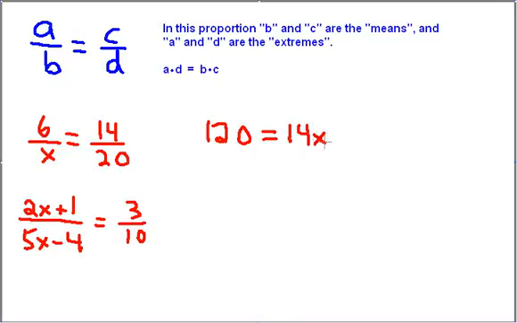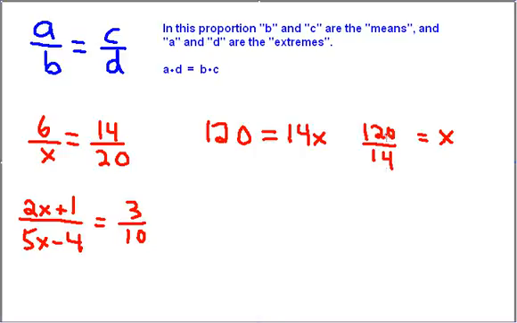Now we simply solve it for x. We divide both sides by 14. On the right-hand side, that'll leave us x. On the left-hand side, we have 120 over 14.